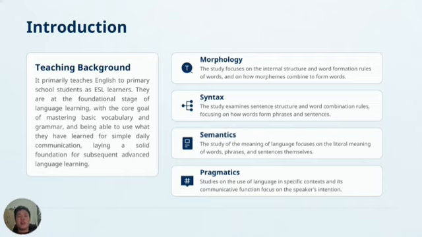The first is morphology, how words are formed. The second, syntax, is how sentences are structured. Semantics is the meaning of words, and pragmatics is language used in real context.